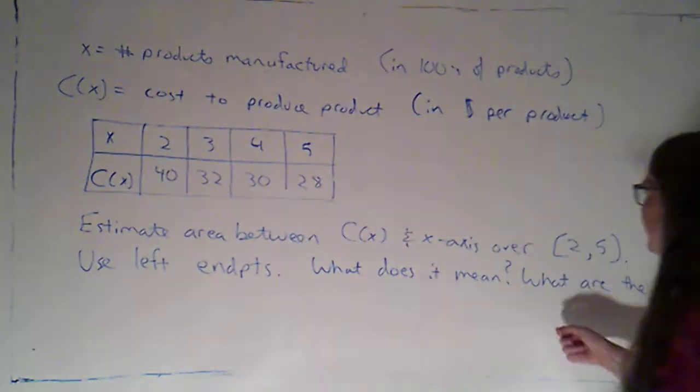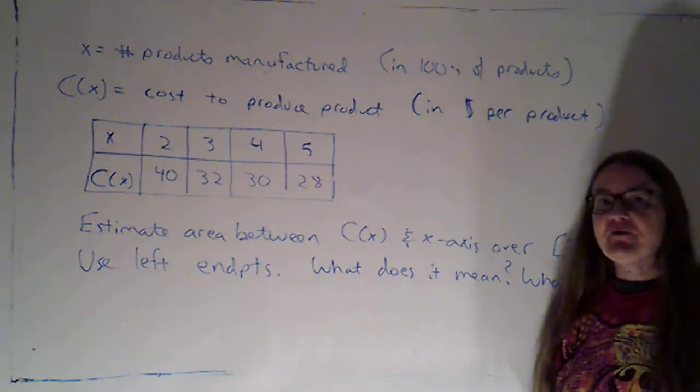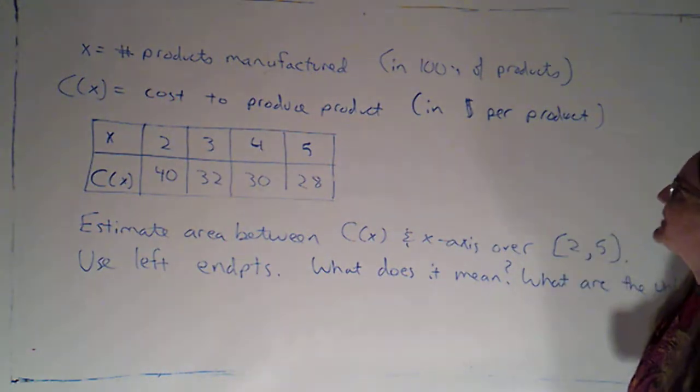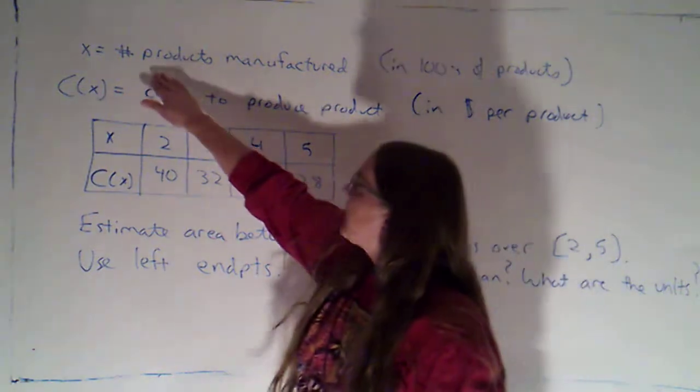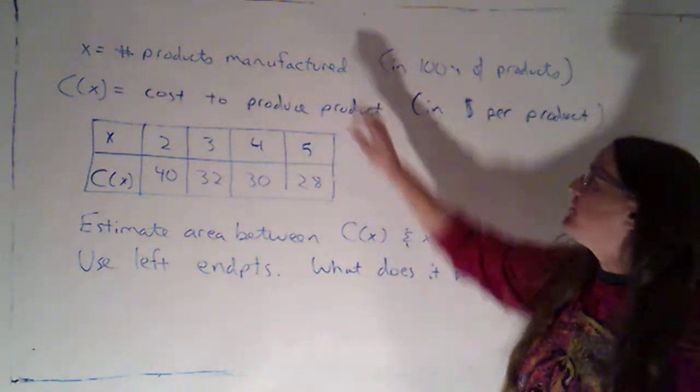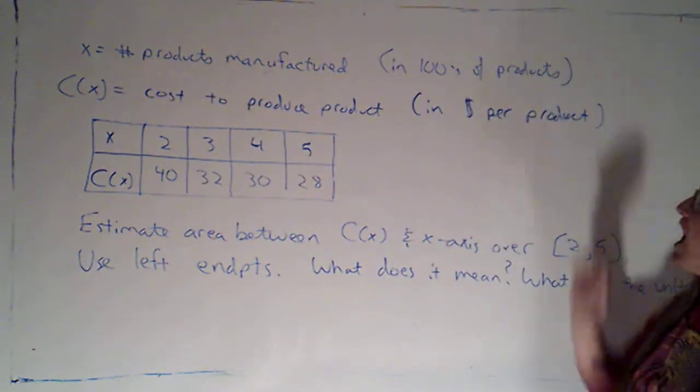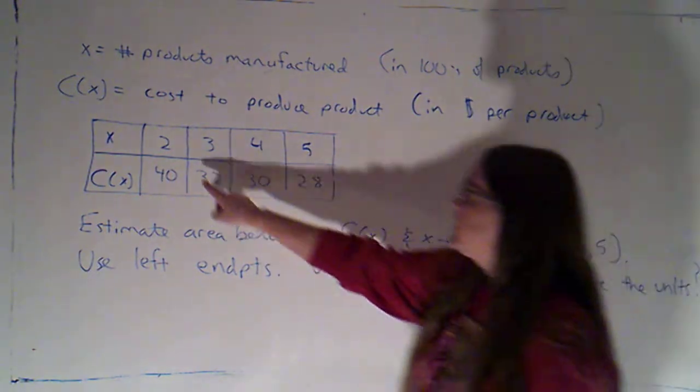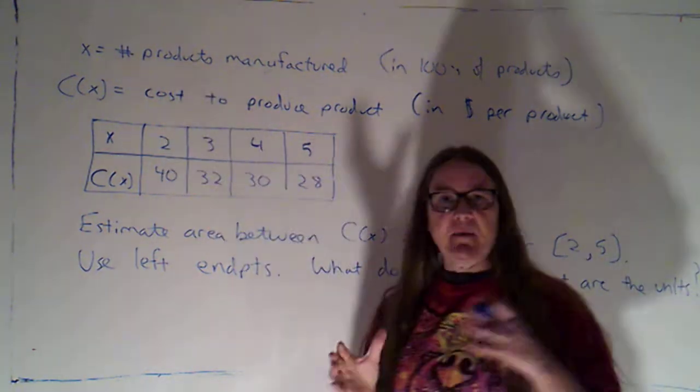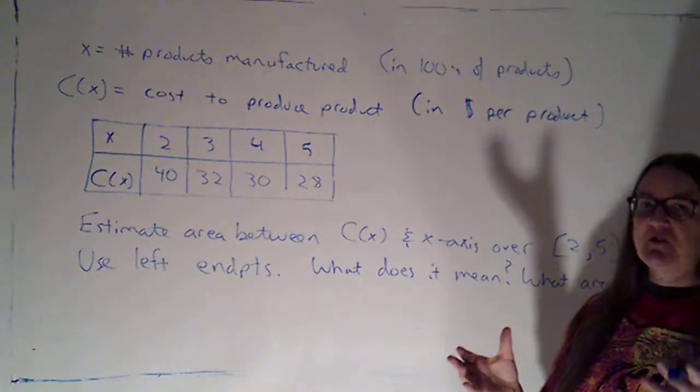Okay, I've got a problem up on the board for you folks to try. I'm just going to explain what the problem is, then have you pause the video and try it on your own. So here I'm saying that X represents the number of products that we're going to manufacture, and the units for that are in hundreds of products. So when you see 2, that doesn't mean we're manufacturing 2 products, that means we're manufacturing 200.